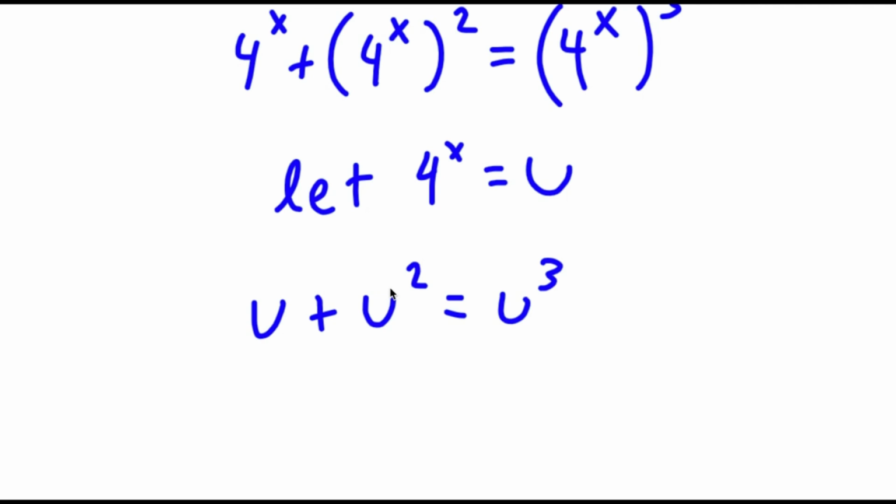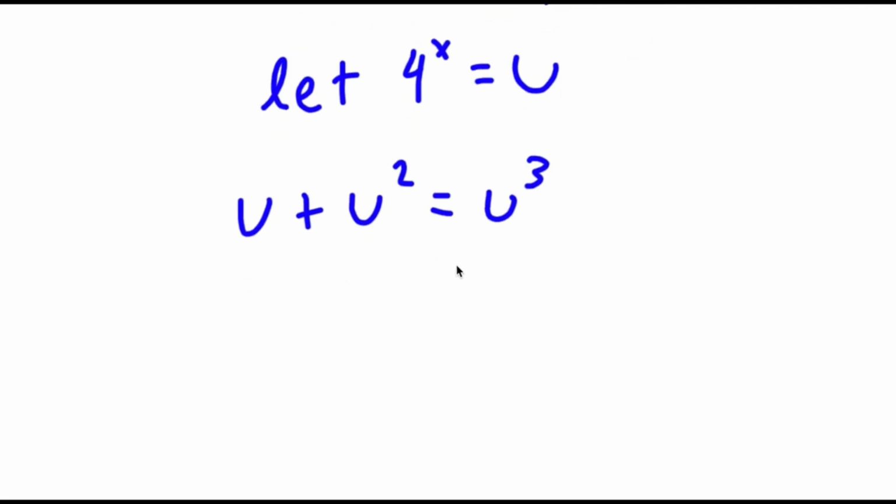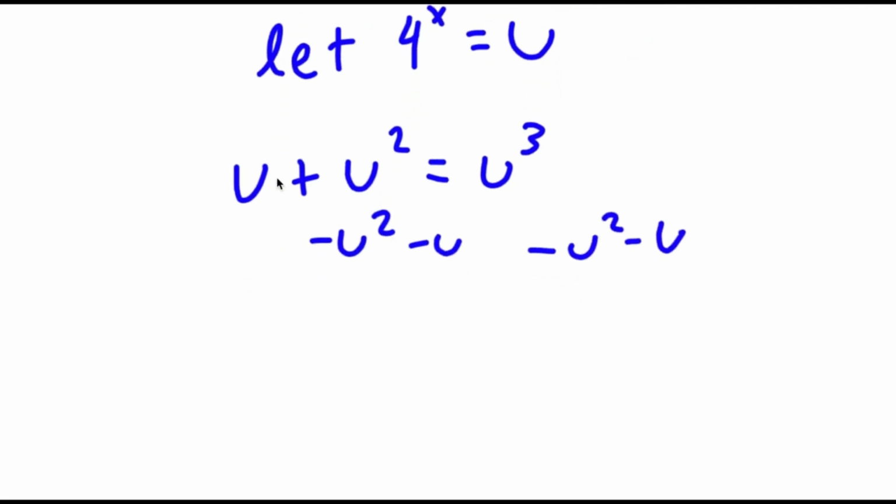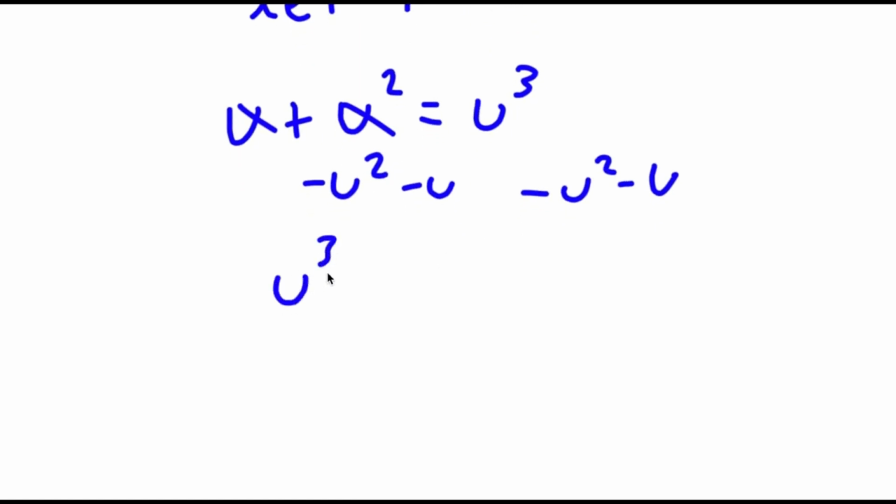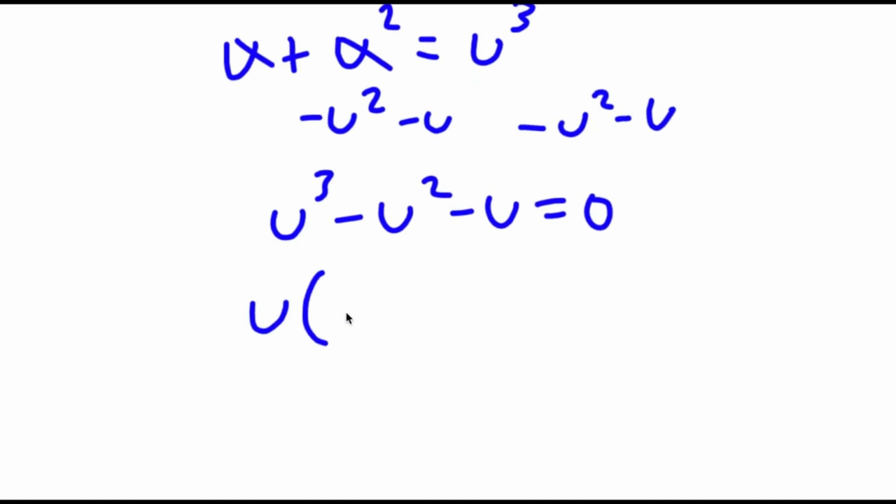Now to solve this, I'm going to start by subtracting u squared and u on both sides. So then these two cancel out, and now I have u to the power of 3 minus u squared minus u is equal to 0. Now I can factor out u, so I have u times u squared minus u minus 1 is equal to 0.